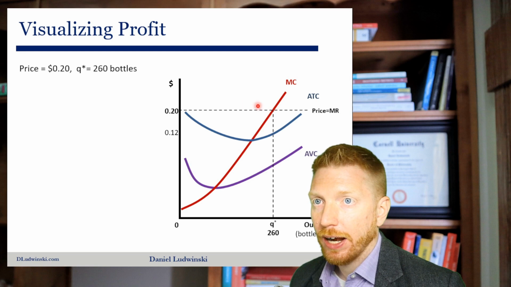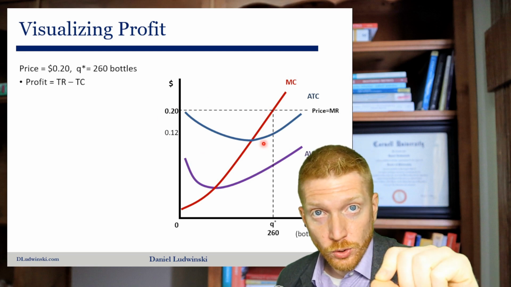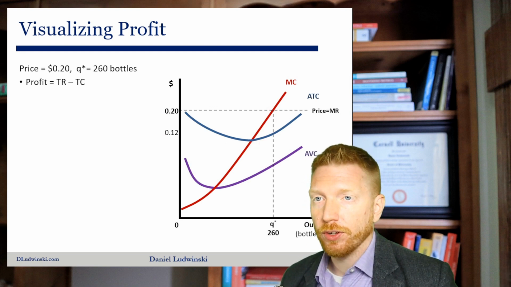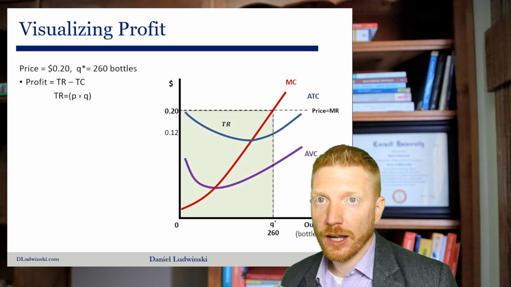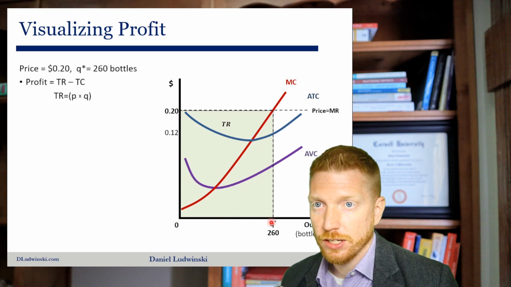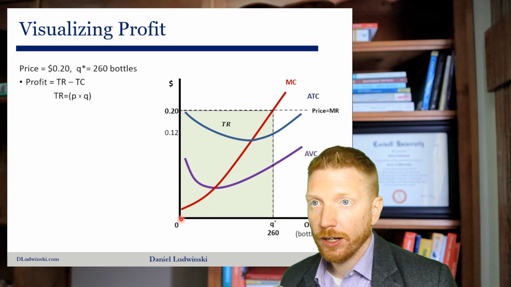Now let's talk about what our actual profit is. Profit is always going to be total revenue minus total cost. The total revenue is price times quantity. That's this green area here, because this is quantity and price is 0.2. So we can actually see it graphically. This is total revenue.